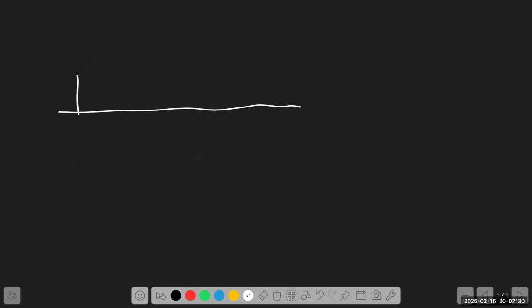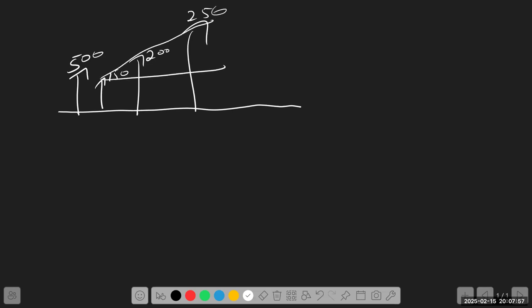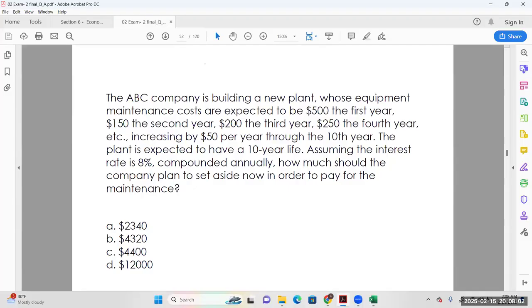First year, only one set, only expense is there. So we can mark everything in the top set. Okay. So first year, 500. Second year, 150. Then 200. Then 250. It's going. So here it is like a gradient, right? Yes, it's gradient.